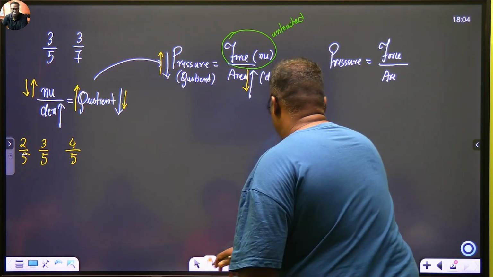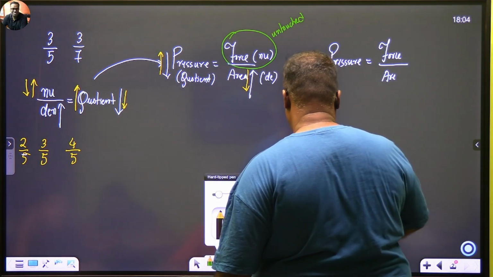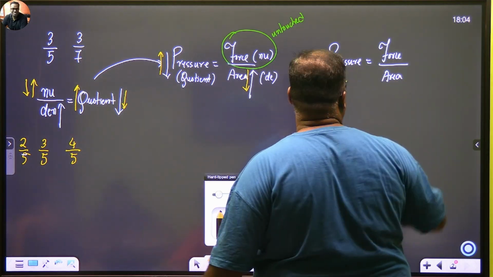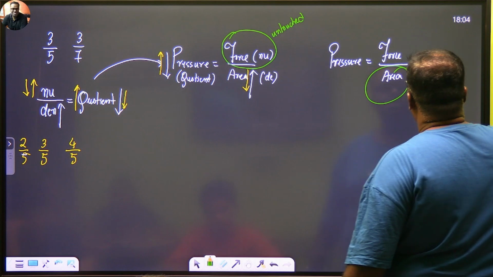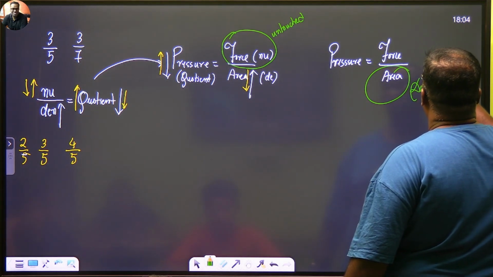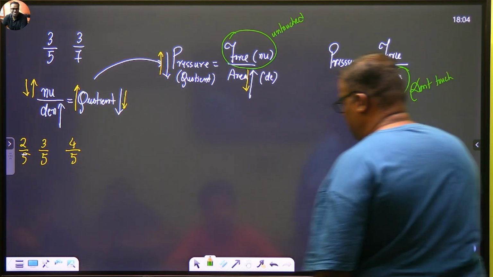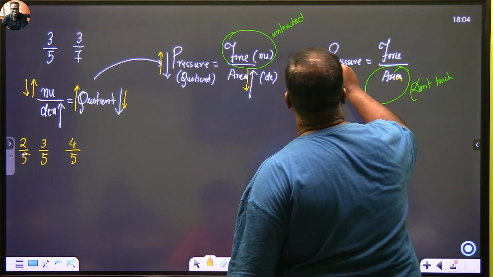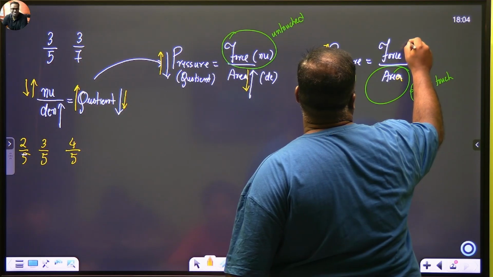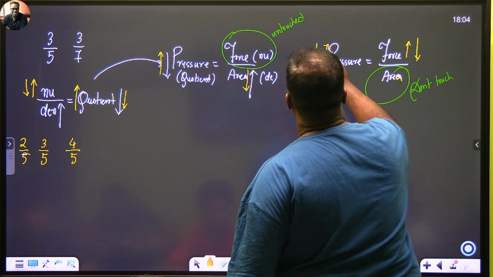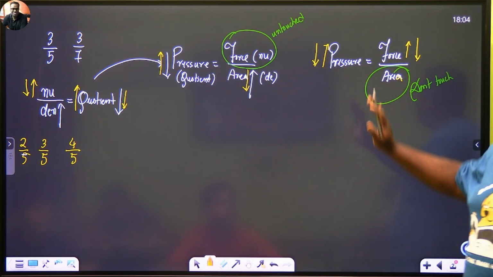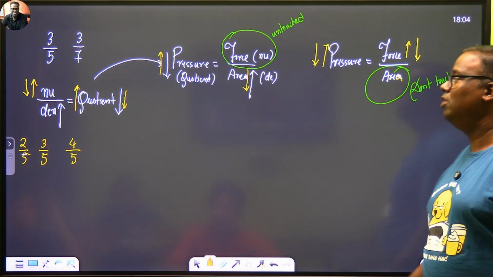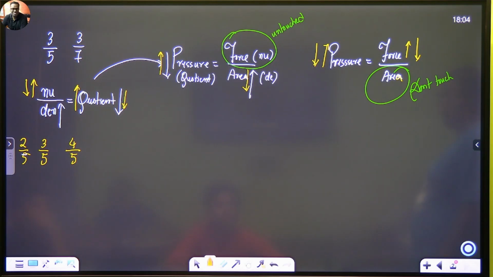This time what we will do, we are going to keep area constant. We're keeping area constant, that is we have frozen the denominator, and we will vary the numerator. So if the force goes up, the pressure goes up, and if the force comes down, the pressure also comes down. As simple as that. Remember, with the denominator it's an inverse, with the numerator it's always direct.